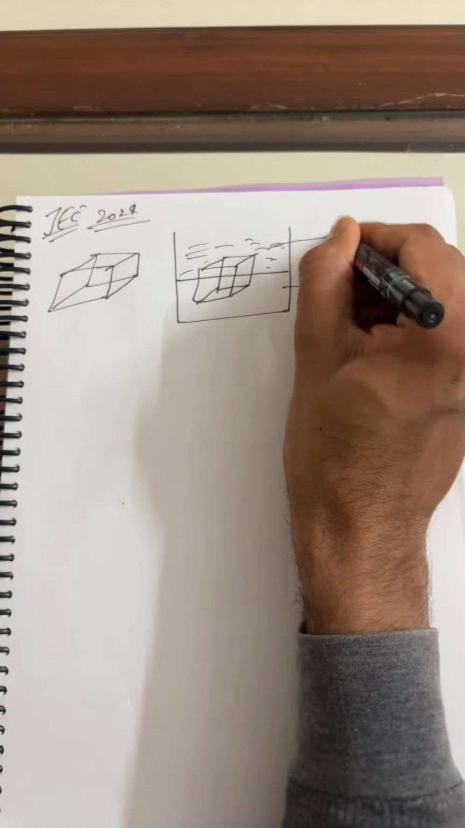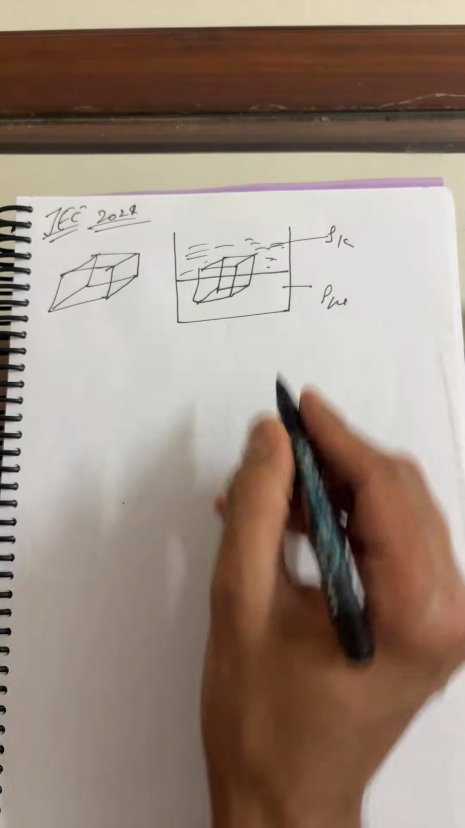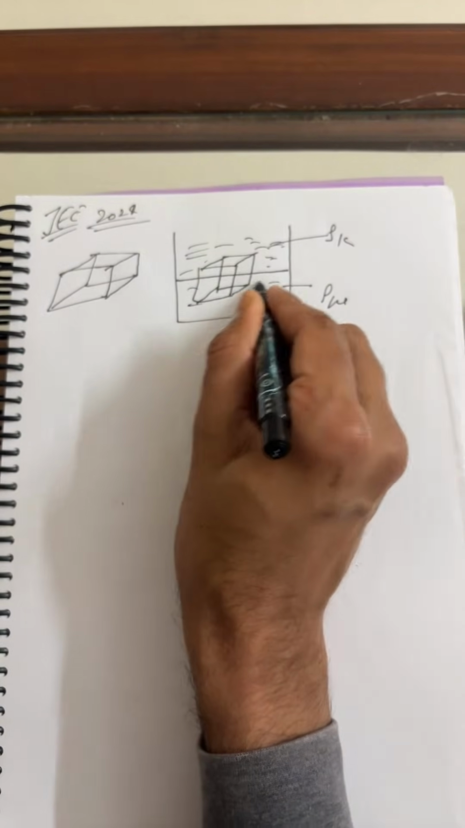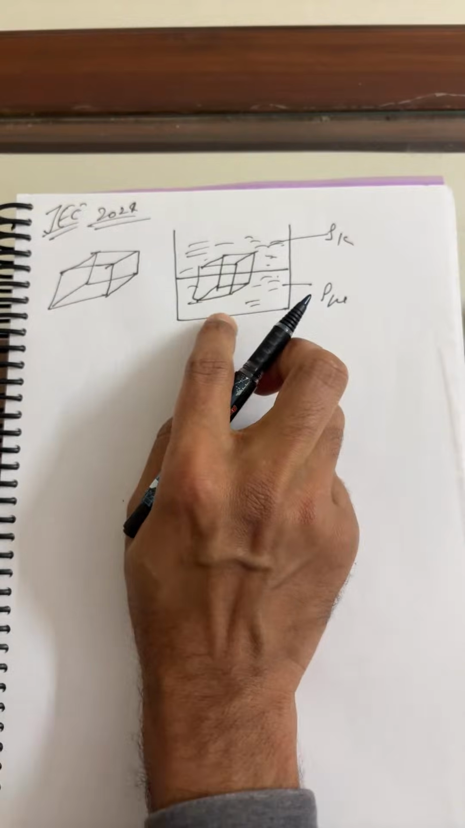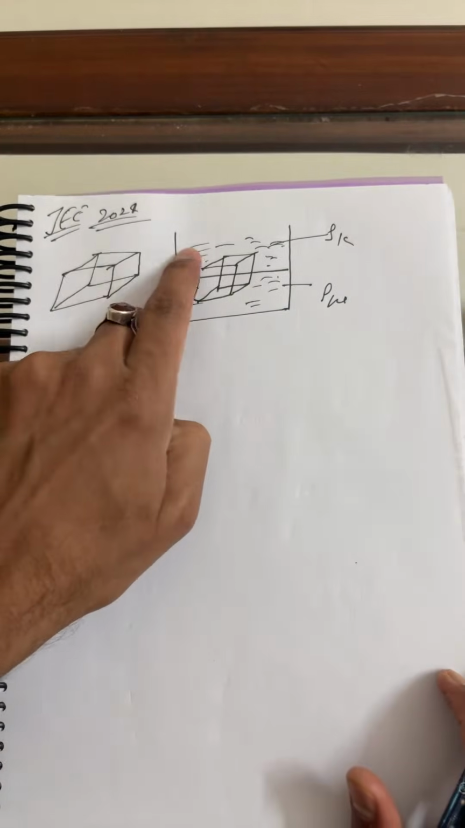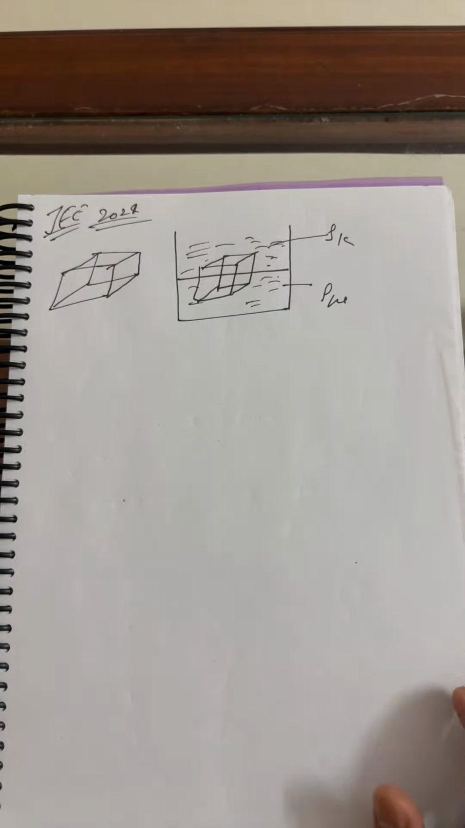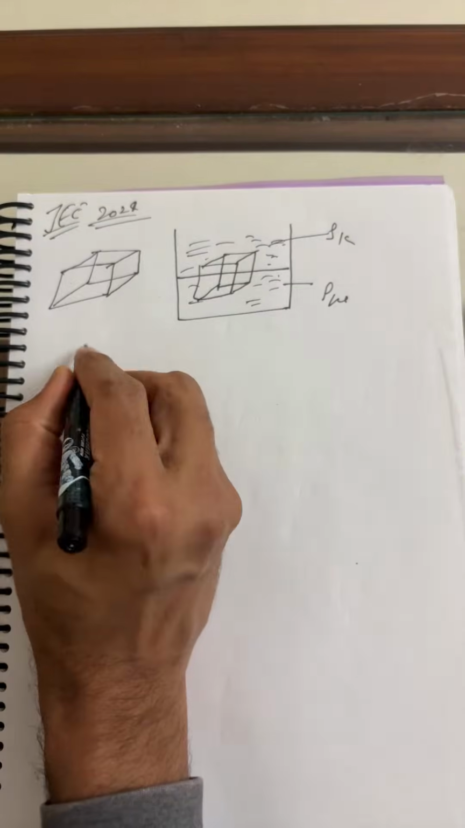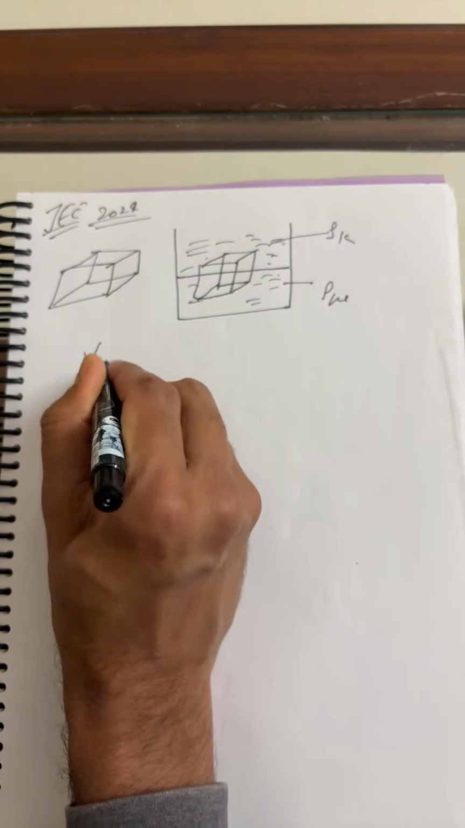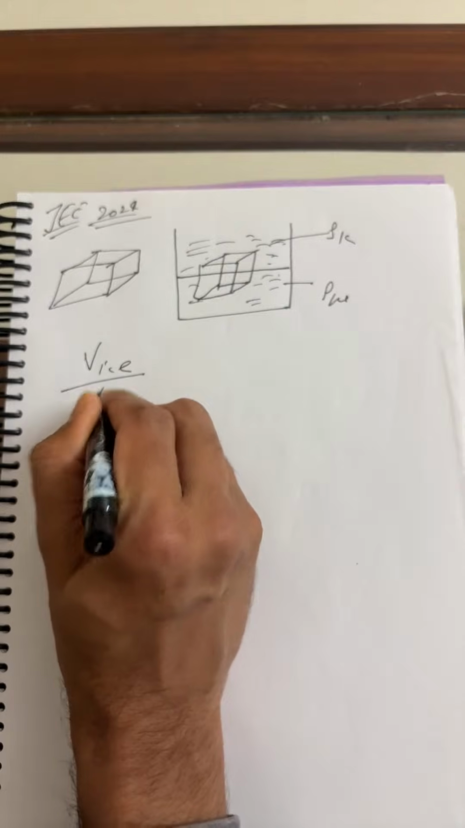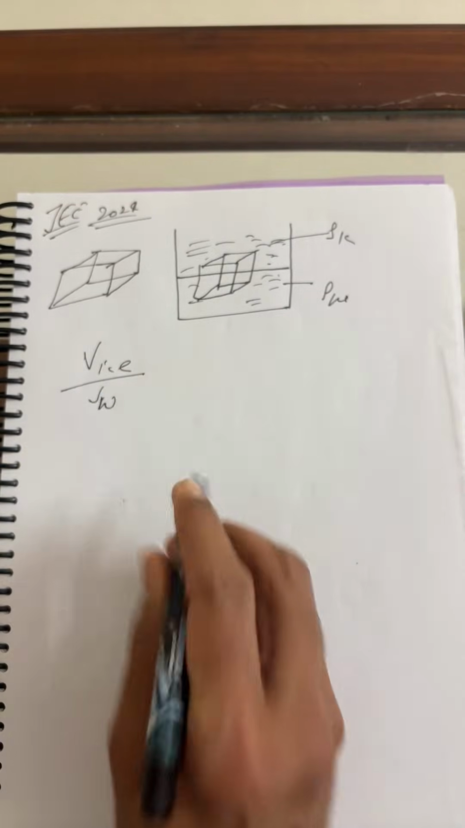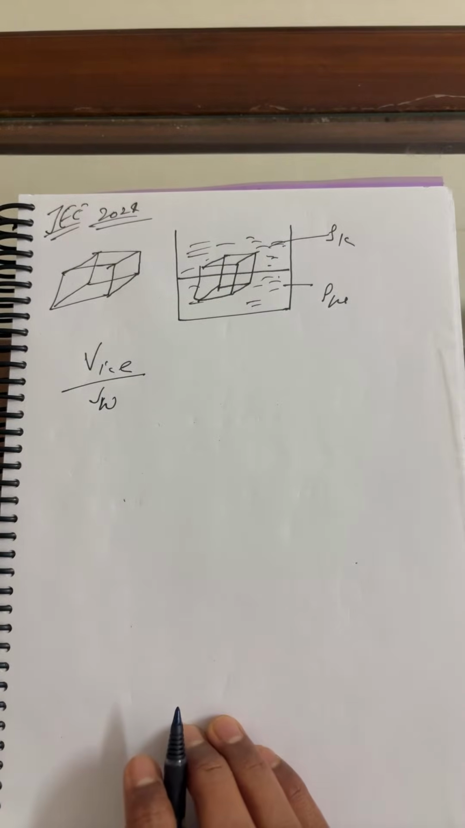So this is the density of kerosene oil, and this is the density of water. You can see half part is the water and half part is the kerosene oil. Right, my dear? Okay. Beta, you have to find the ratio of volume of ice immersed in water. Beta, you have to find only this.